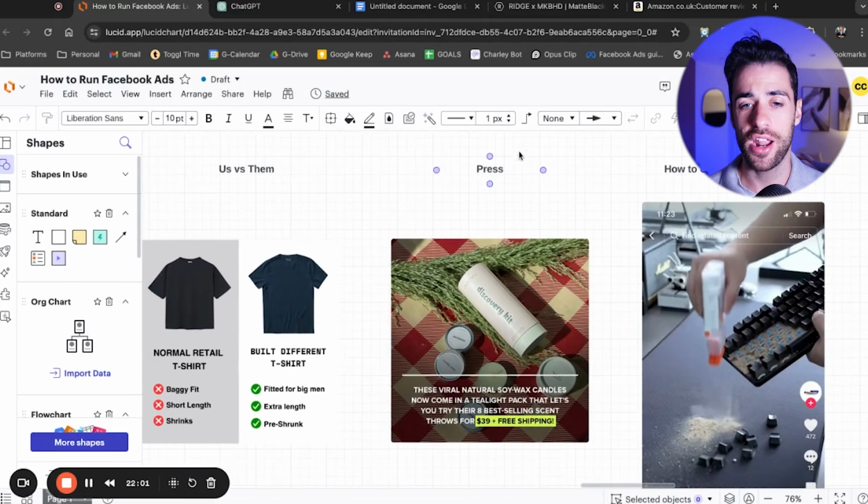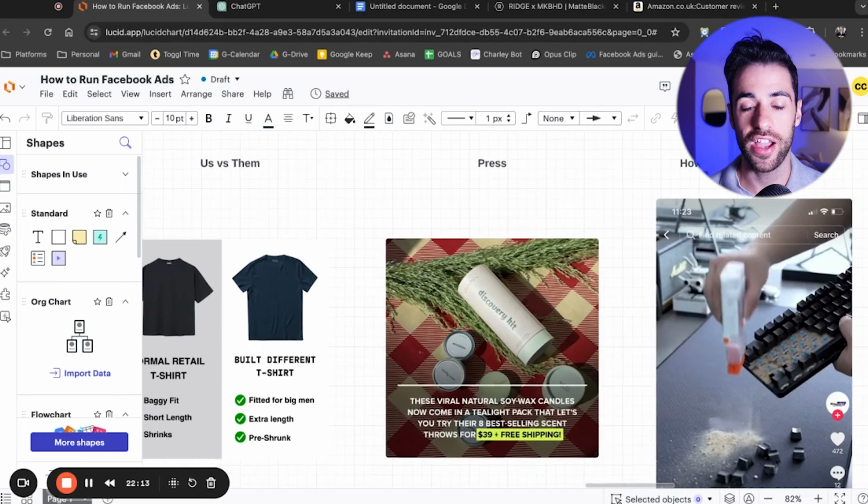The next one is press, and the press one is another one I really like. This is used commonly with shout out pages, and essentially what it does is it tries to mimic viral content, viral stories that media pages have historically used, but the story is essentially about your products.